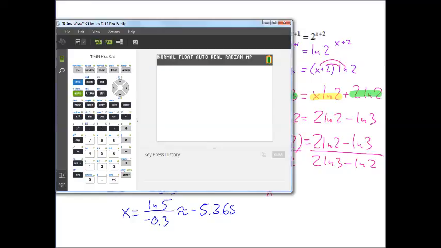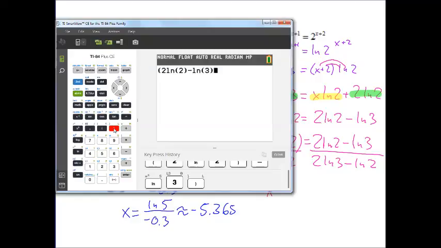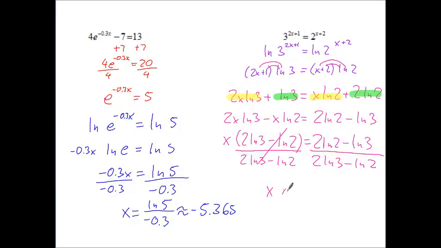So now be careful. Open parentheses, 2 ln 2, minus ln 3, close parentheses, divided by open parentheses, 2 ln 3 minus ln 2, close parentheses, and the answer is x is approximately 0.191.